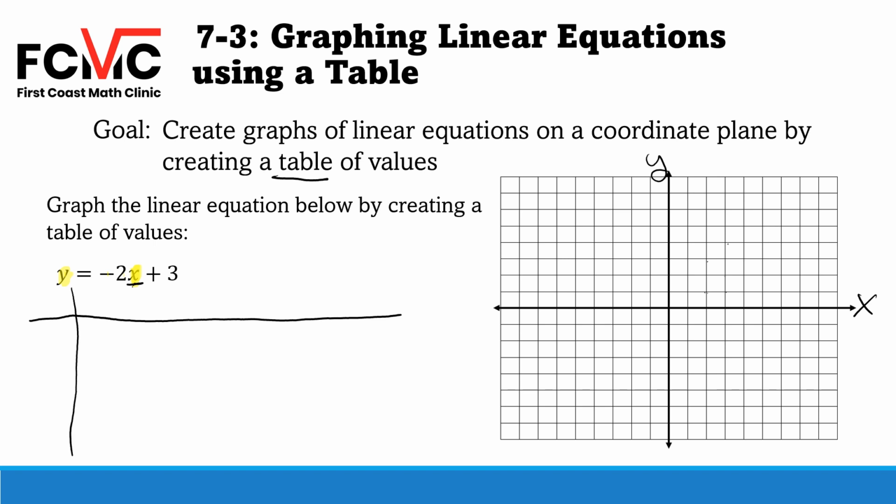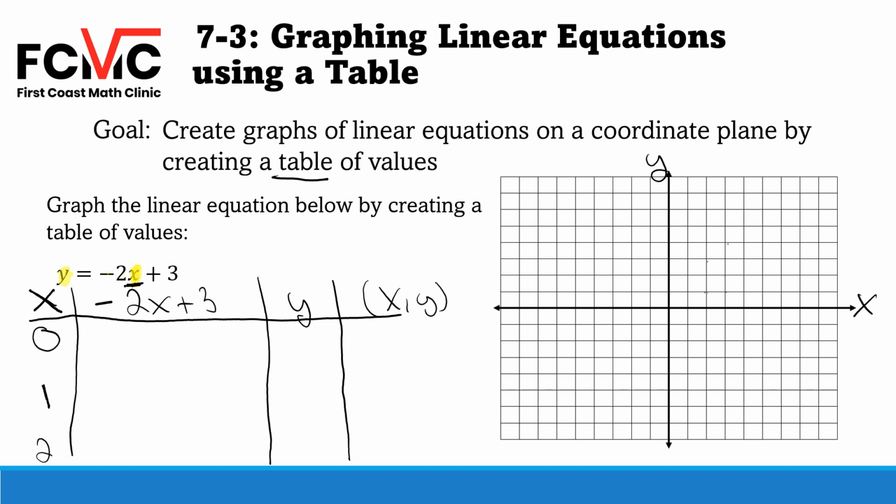And the x value is our independent variable. So we're going to choose values for our independent variable x. And we want to choose values that are pretty easy to work with. The easiest value to work with usually is going to be 0. So 0 is usually an easy choice. In this linear equation, I'm going to choose 0, 1, and 2. So 3 easy values to work with. The next column is going to be the equation negative 2x plus 3. Next column is going to be my y value. And the last column is going to be the ordered pair (x, y).